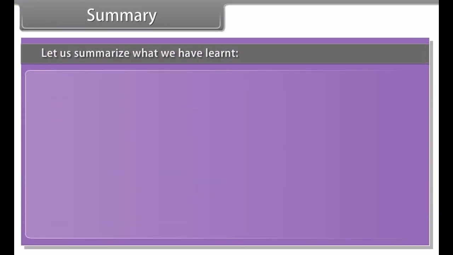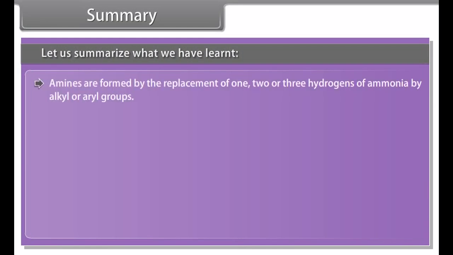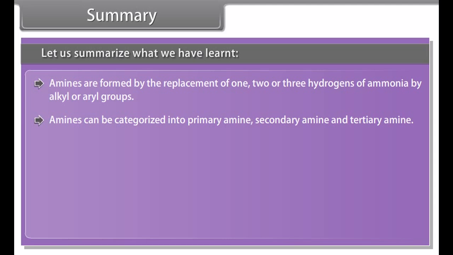Summary. Let us summarize what we have learned. Amines are formed by the replacement of 1, 2, or 3 hydrogens of ammonia by alkyl or aryl groups. Amines can be categorized into primary amines, secondary amines, and tertiary amines.